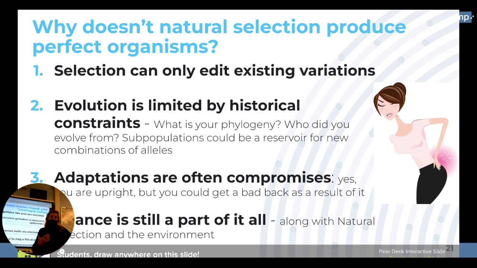It would be awesome, right? Less global warming if we could all fly home. How awesome would that be? Like have a little wing and go home. Yay. That would help us. I would select that. But we don't have that, right? So we are limited by our historical constraints. And then chance is always still a part of it.